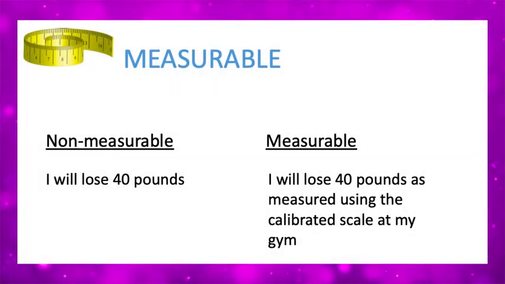M is for measurable. Your goals need to be measurable. You can ask questions like "by when" and "how many" to unlock measurability. For example, "I will lose 40 pounds" is non-measurable. An example of how to make it measurable is "I will lose 40 pounds as measured using the calibrated scale at my gym." In the measurable example, the tool that will be used to do the measuring has been explicitly named.